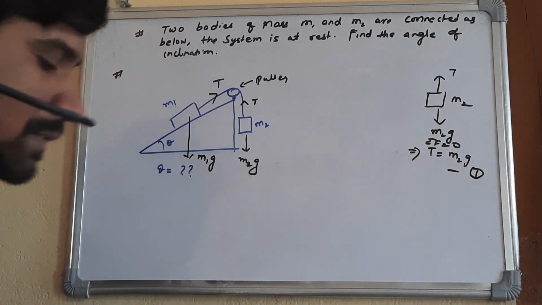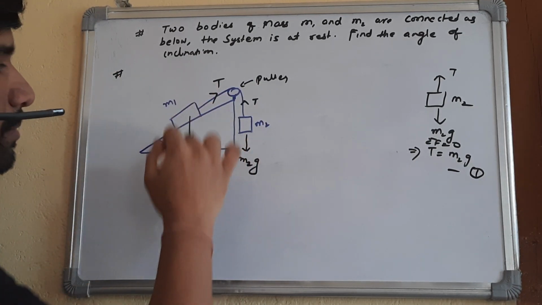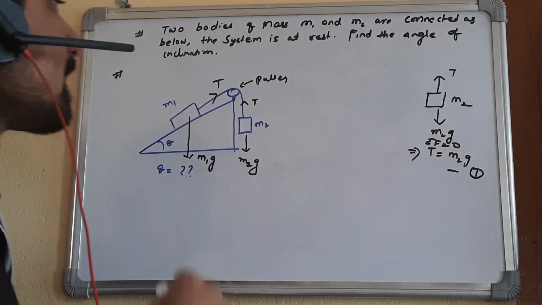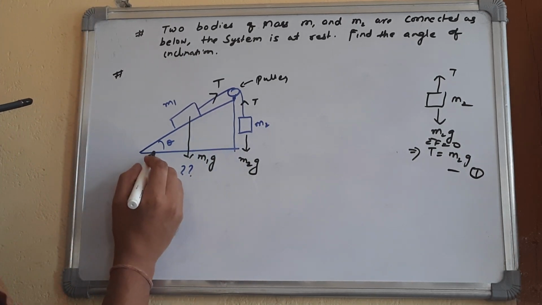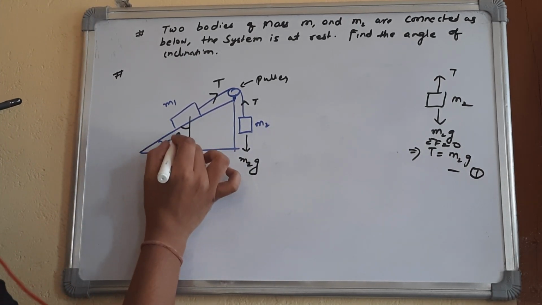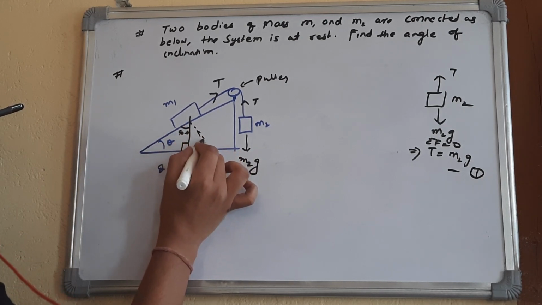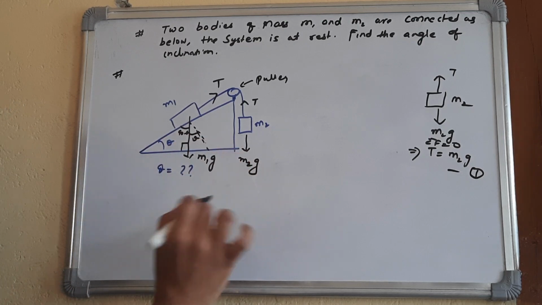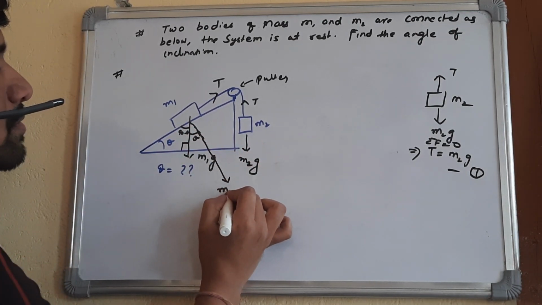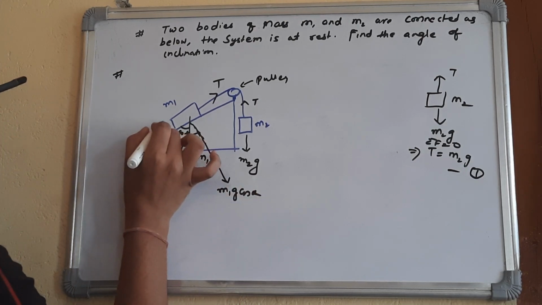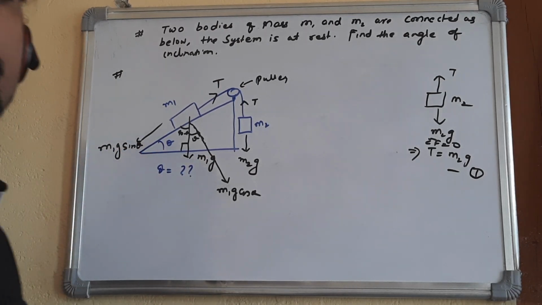What about m1? Can I write a direct relation like this for m1 also? No. Tension is in this direction, and m1g is not even perpendicular to it. It is at some angle to it. So I need to take components here again. You see, this angle is theta. This angle is 90 and this is 90 minus theta. So if I draw a perpendicular, this becomes theta again. This is perpendicular to the surface, right? So if this is theta, this component of m1g will be m1g cos theta, and this component will be m1g sin theta.